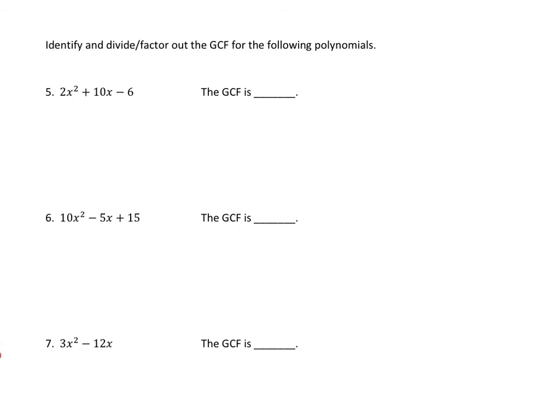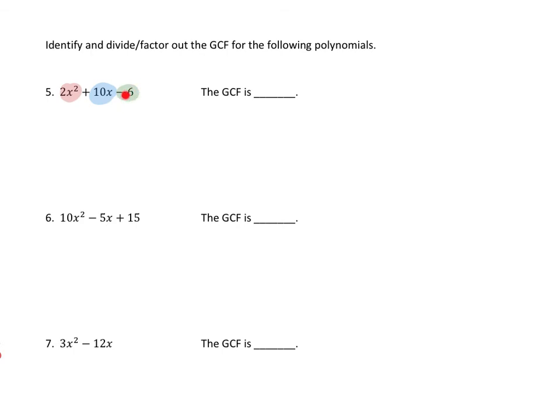Now, we should be able just to look at 2x squared plus 10x minus 6 and say what they have in common. Do those 3 terms, the 2x squared, 10x, and negative 6, have x's in common?